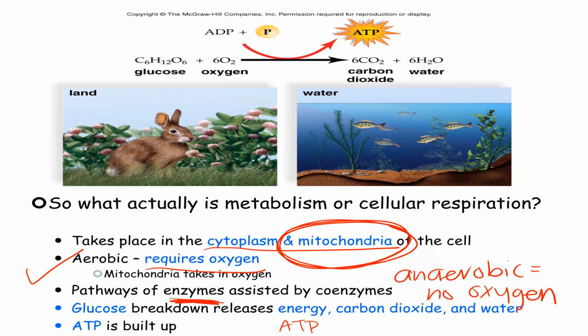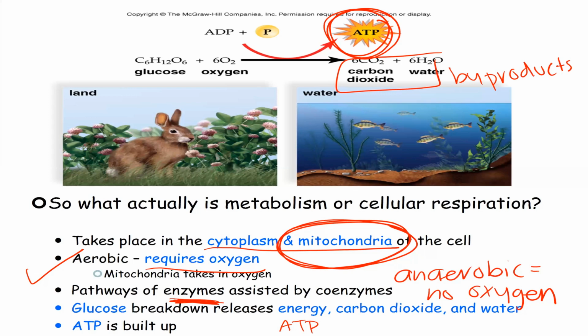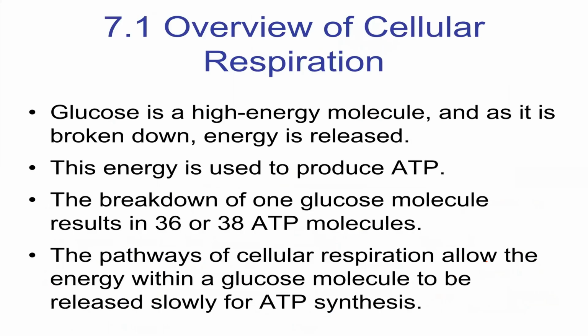So ultimately, the main product, the whole entire purpose of cell respiration, is to create ATP. We say that carbon dioxide and water are byproducts. So they're not really important. They do get created, but ultimately ATP is going to be our main product. The whole purpose of this process is to create ATP. So we're going to do a quick overview of all the processes, and then we're going to go deep down into the first process, and that'll be it for Part 1.